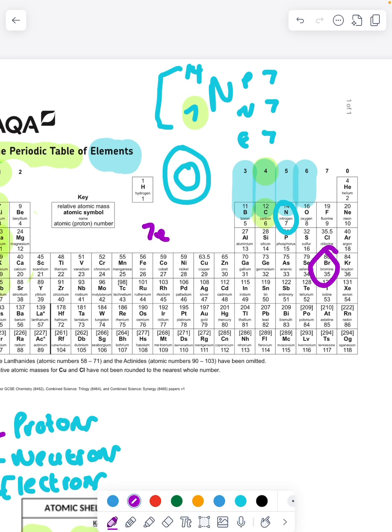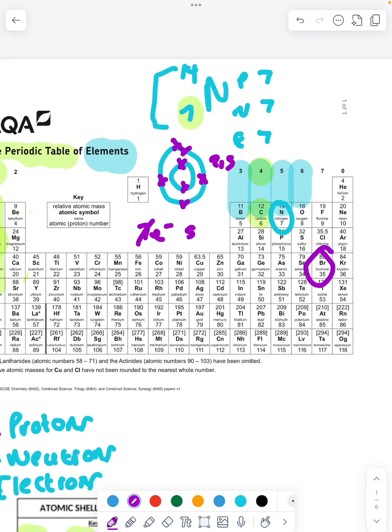So if we drew this out, we've got 7 electrons in total. 2 go in the first shell, we've used up 2, we've got 5 left. So 1, 2, 3, 4, 5. So 2 and then 5 is our configuration. So there's 5 on the outer shell, so it must be in group 5. Oh wait, it is, right?